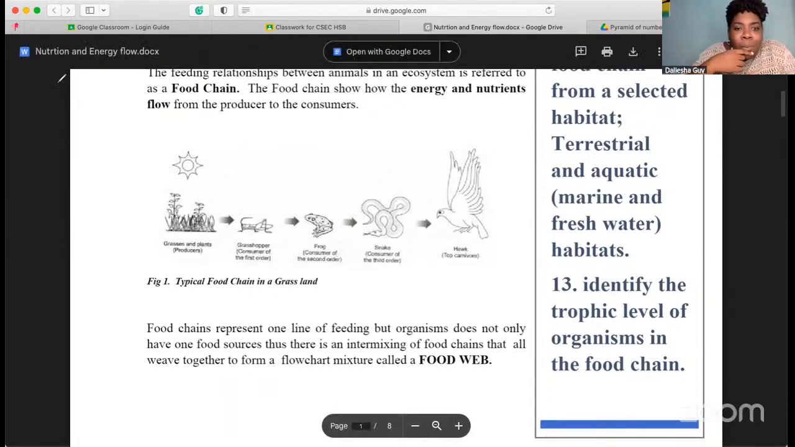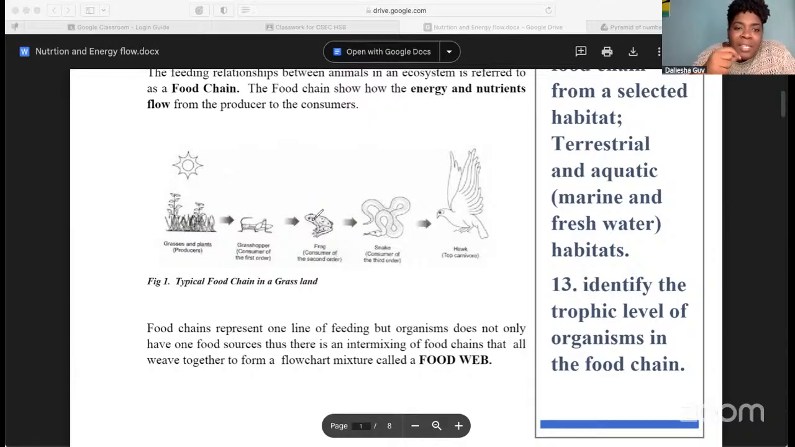So the food web literally doesn't just show one feeding relationship. It shows multiple feeding relationships, and it also demonstrates the intermixing of your food chains. So the food chains are intermixed, and it forms a web.